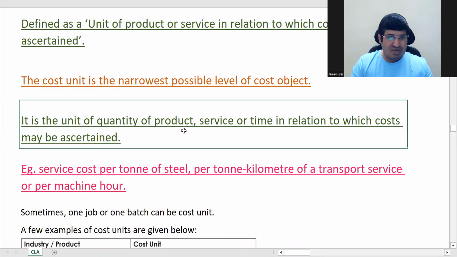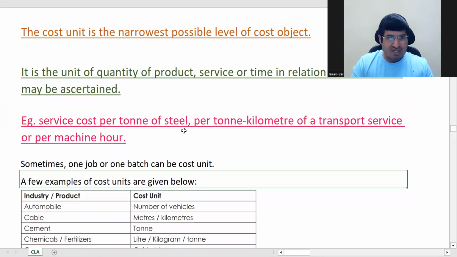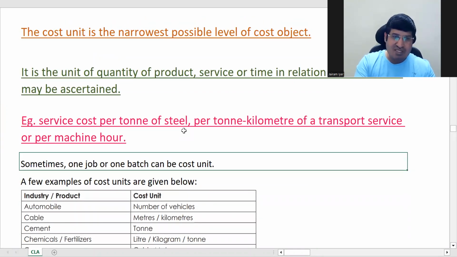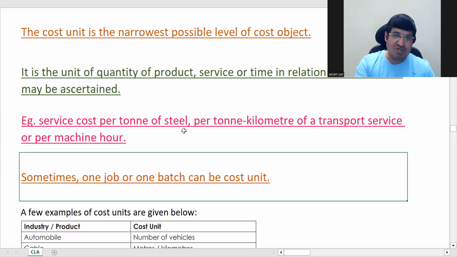Now, sometimes one job or one batch can be a cost unit. It's not essential that the cost unit has to be at a very low level where you are measuring it. It can be one batch also, one job also. It can be big also.